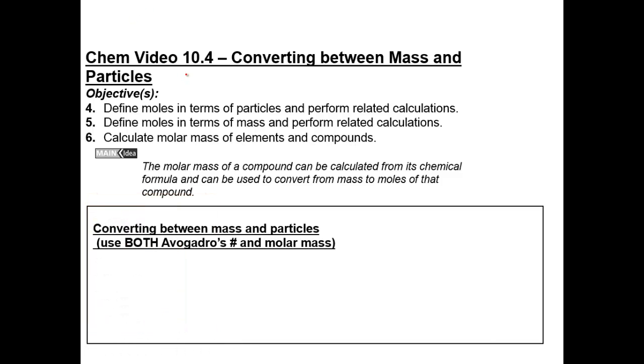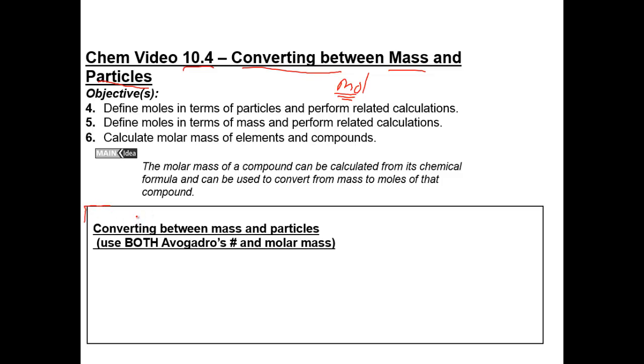So in video 10-4, what we're going to do is convert between mass and the number of particles. Now remember, our stopping point is going to be the mole. So we've continued to talk about that mole. It's going to be our counting term there. So what we're going to look at is converting between mass and the number of particles. You've got this box on your page.